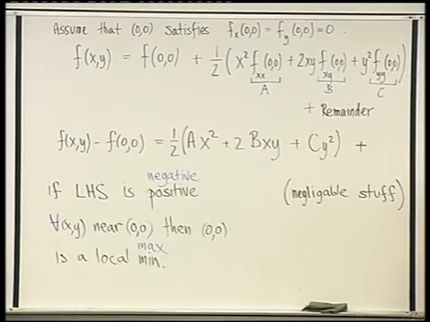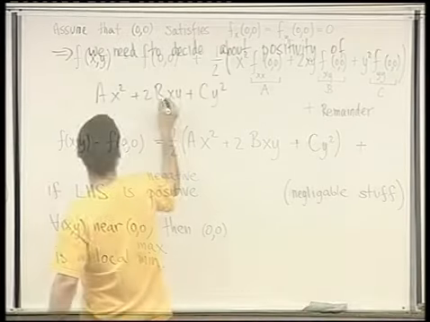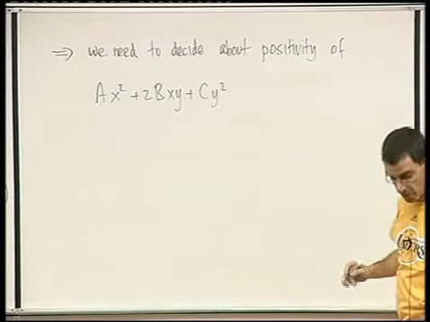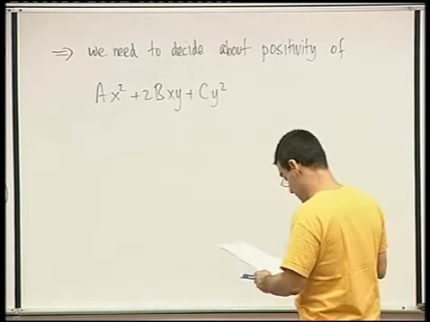So we need to decide about positivity or negativity or neither of the expression ax squared plus 2bxy plus cy squared. Does everybody agree? Okay. Now how do we do this?